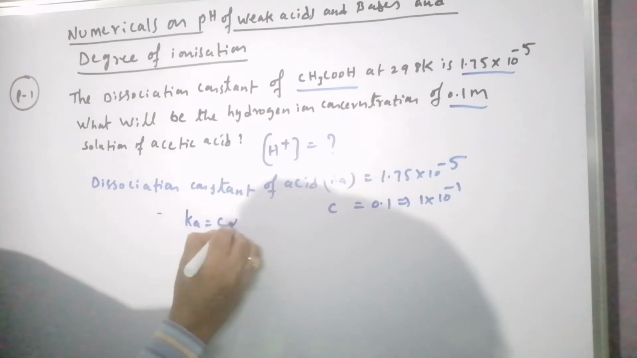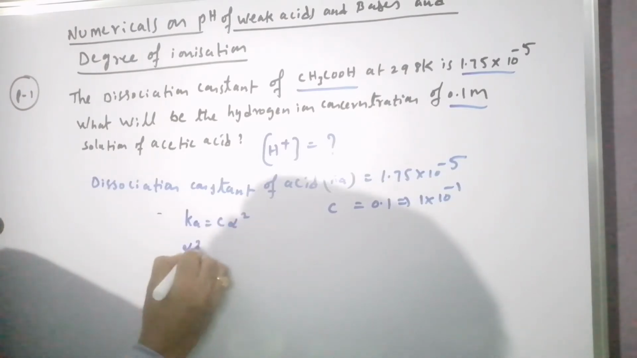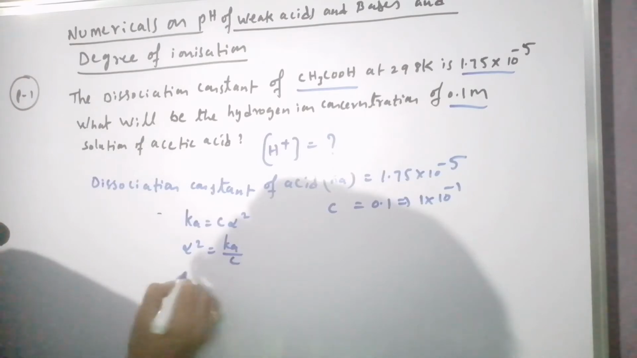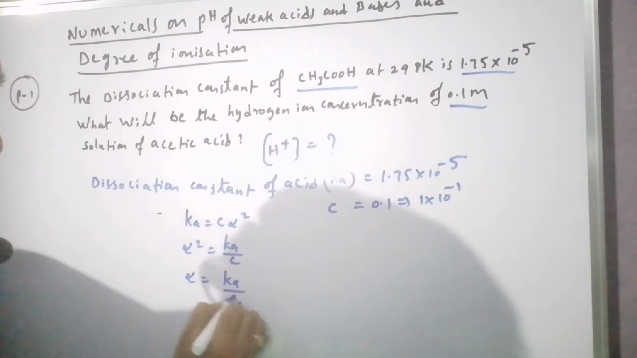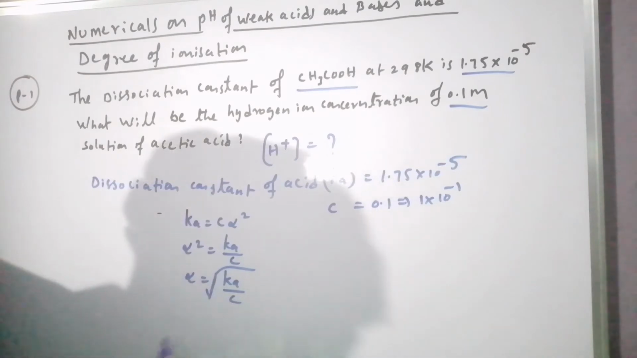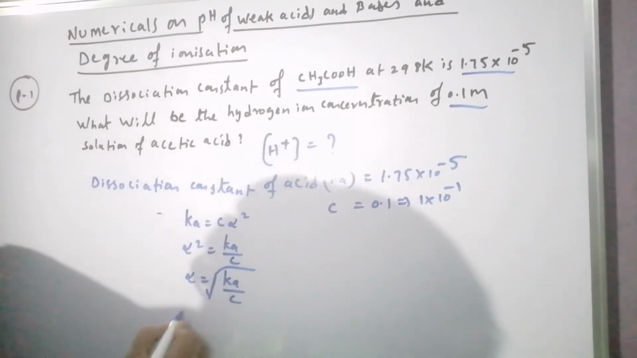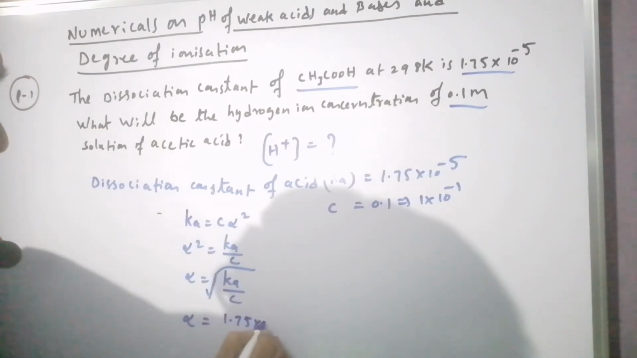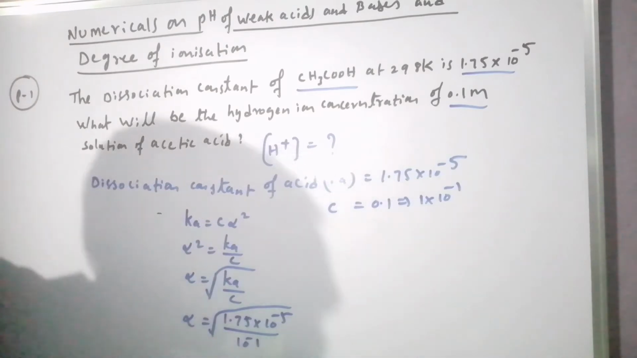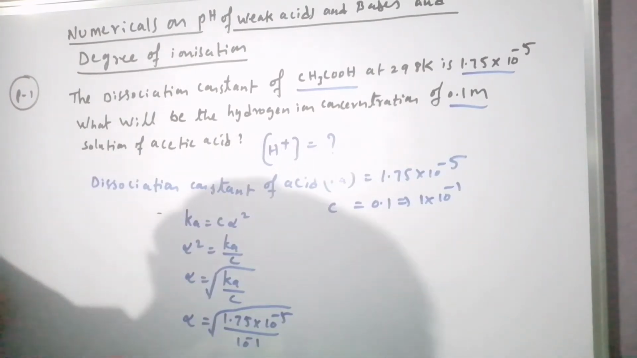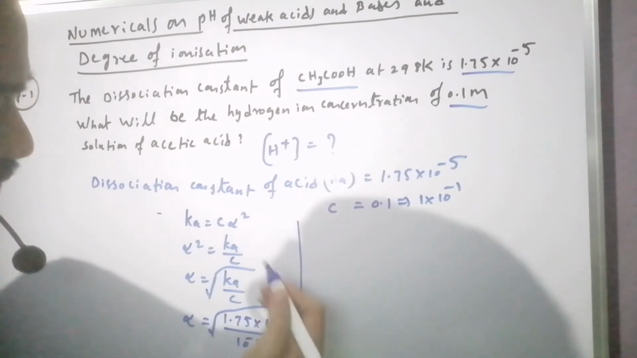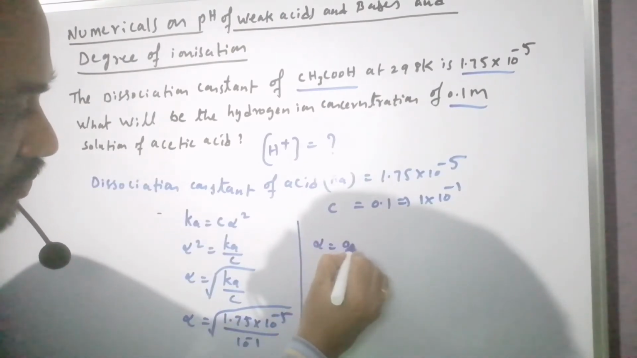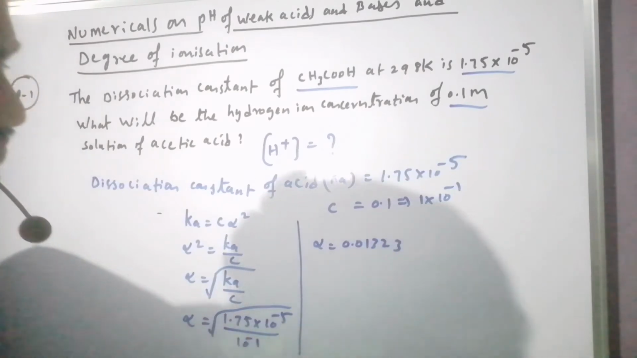Ka is equal to C alpha square. Alpha square is equal to Ka by C. Alpha is equal to root of Ka by C. Okay, this is the formula. By using this, we should find out alpha. Ka means 1.75 into 10 power minus 5 by concentration, means 10 power minus 1. Finally, we got alpha value is equal to 0.01323.